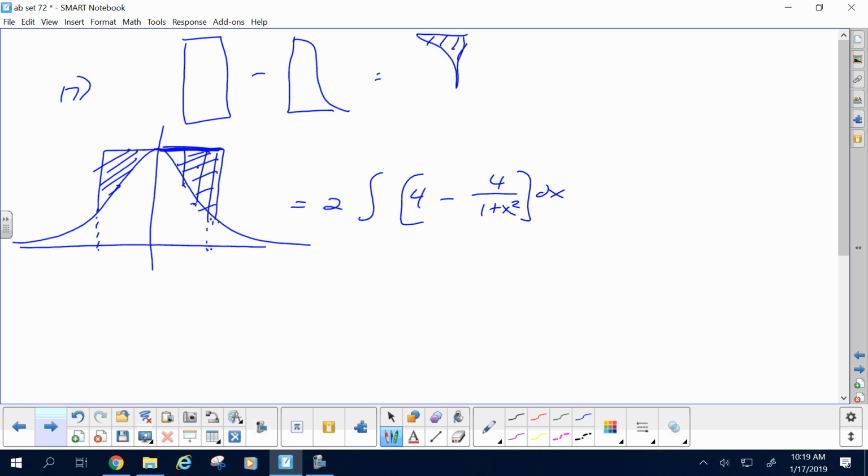And from zero to one. I guess you didn't have to use the symmetry. You could go -1 to 1 and not double it, but it works fine. Now, did you get it, or should we still talk about the antiderivative? You good? Yeah, okay.